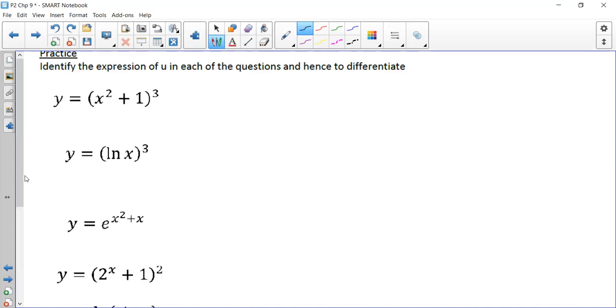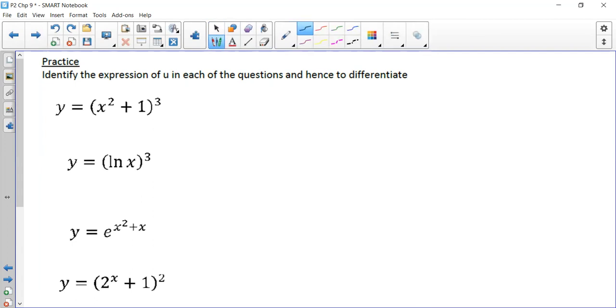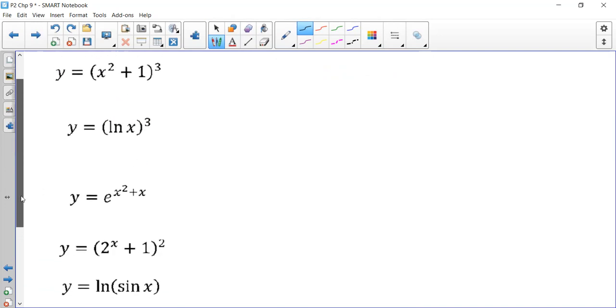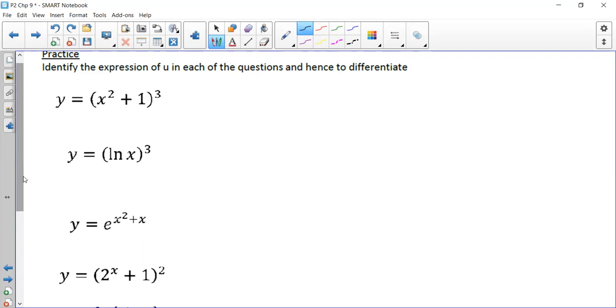So practice. Now for this practice, I would like you to do it in my order. So follow my order, follow my instruction. I don't want you to do the whole thing in one go. So what I want you to do is, for each question, now you might not have enough space for each of them, so use the whole width of the paper, and use the whole length of the paper.